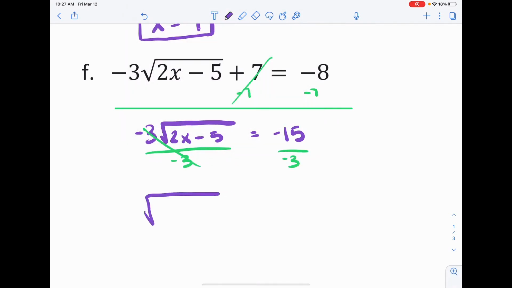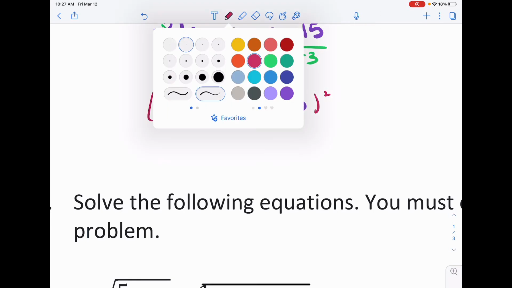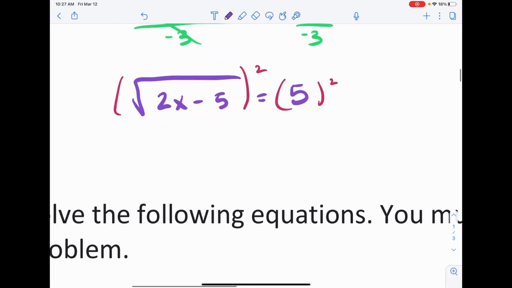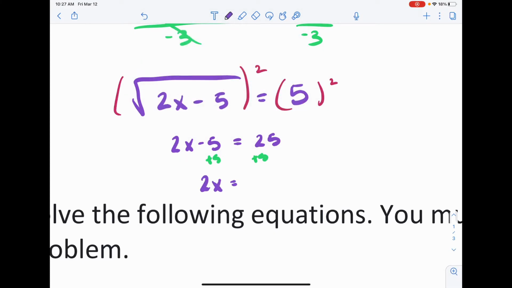So I'm left with the square root of 2x minus 5 is equal to negative 15 divided by negative 3, which is 5. Now the square root has been isolated, so we are ready to square both sides. So we are left with 2x minus 5 is equal to 5 squared, which is 25. I'll add 5 to both sides. So we're left with 2x equals 30. Divide by 2 on each side. 30 divided by 2 is 15.